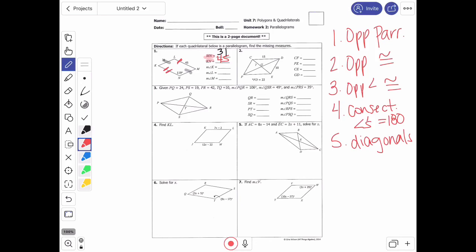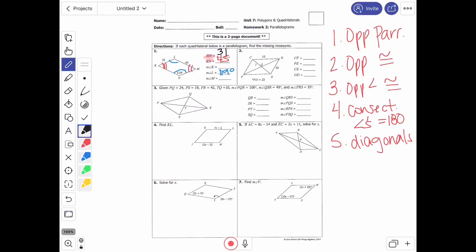Alright, now we have to think about our angles. So if I erase all this stuff, there we go. Now I have angle N. That's the only angle I really know something about, but I know that angle L is opposite of angle N. So angle L is also going to be 119 degrees. Then angle K is going to be congruent to angle M, but I don't know what either of those are.